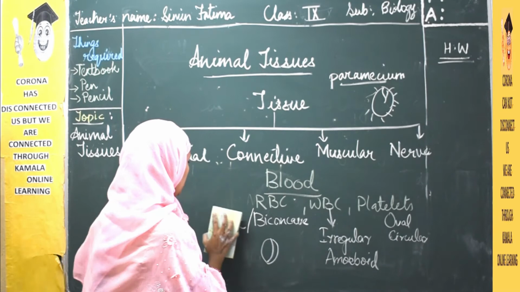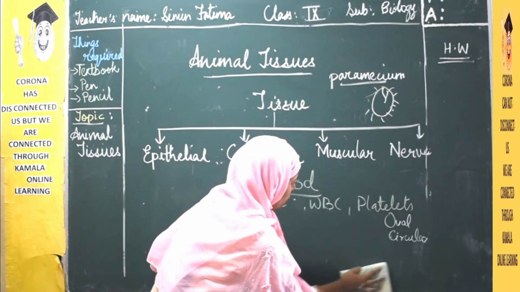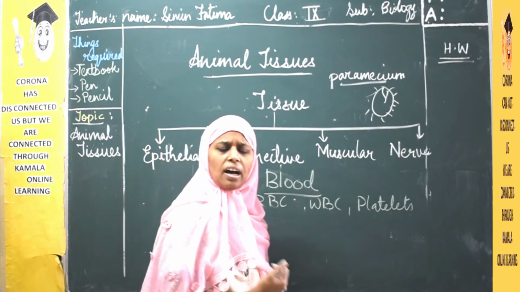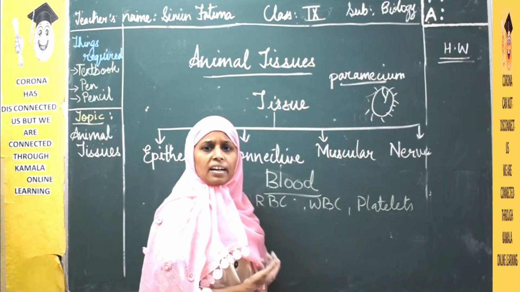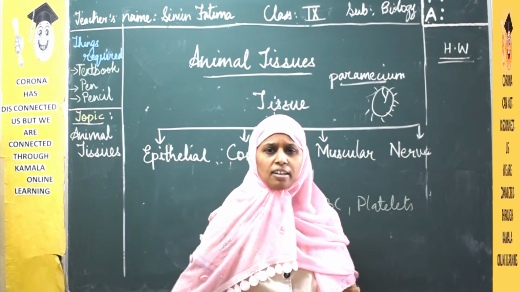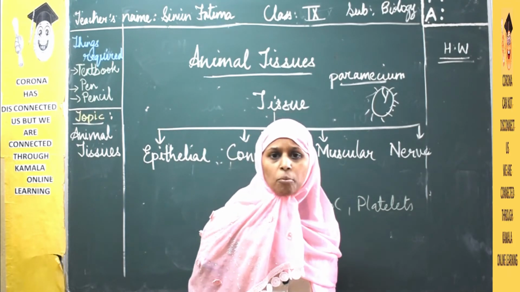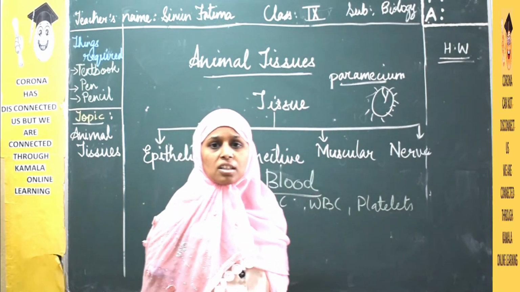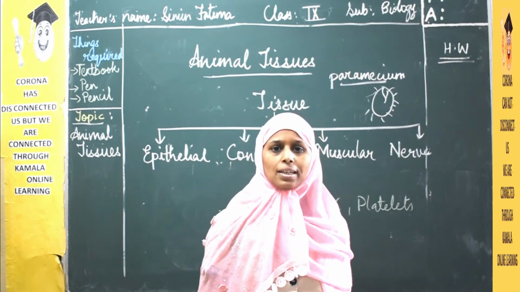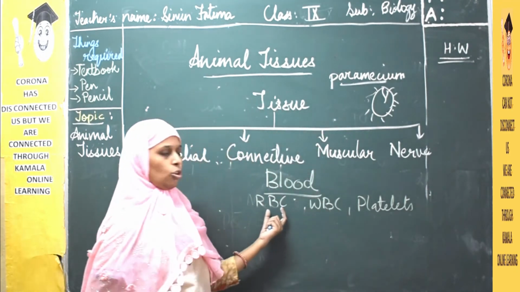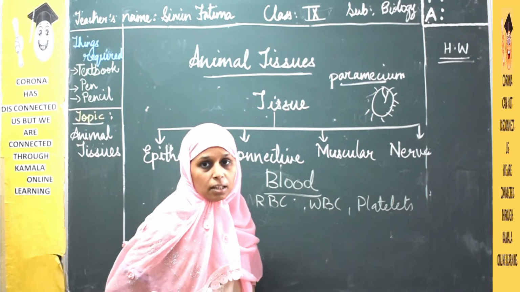When we talk about the functions: function of RBC. We know that in the human body the blood is red in color because of an iron-containing pigment. What is that iron-containing pigment? It is hemoglobin. That hemoglobin helps in the transport of oxygen as well as carbon dioxide inside the body, and it's possible because of RBC.